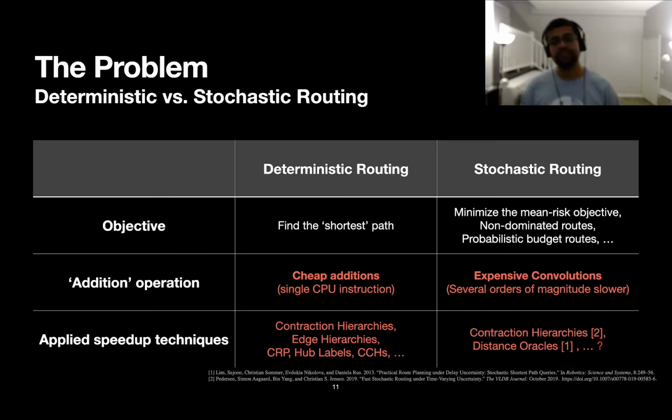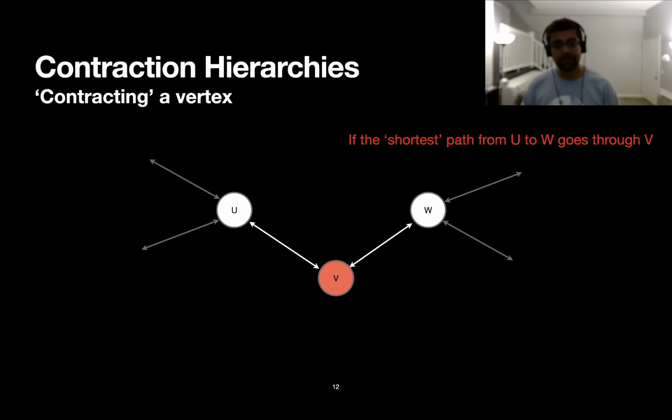Finally, there's a large number of speed-up techniques that have been developed for deterministic route planning, like contraction hierarchies, customizable route planning, hub labels, CCHs, and so on. Applying similar techniques to stochastic routing is relatively understudied. Before I get to the tiering idea of the paper, it is important to understand how contraction and edge hierarchies actually work. Broadly, it works like this.